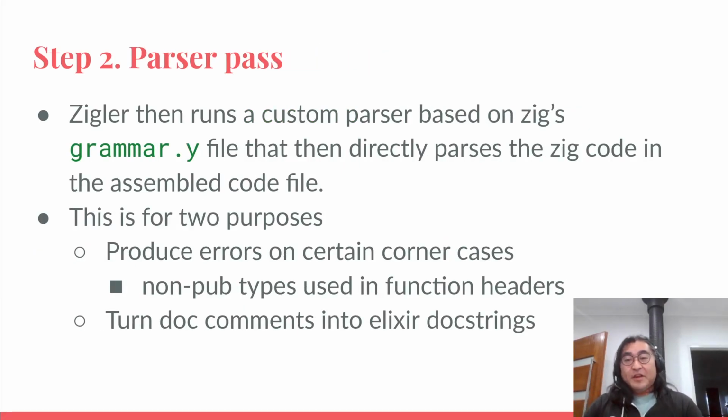The third thing that happens is that we do a parser pass. Ziggler then runs a custom parser based on Zig's grammar.y file that directly parses Zig code. This has several purposes, one of which is to assemble the manifest of where each of those code segments comes from. It's also necessary to produce errors on a lot of weird corner cases. So if I, for example, use a non-pub type in the function header, then this is the only way for me to extract that information and give you hints as to what it should do. And it's also used to turn doc comments into Elixir doc strings, which is what I showed you before.